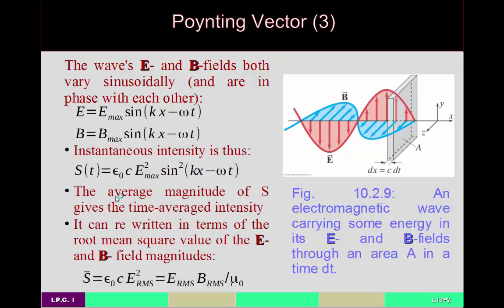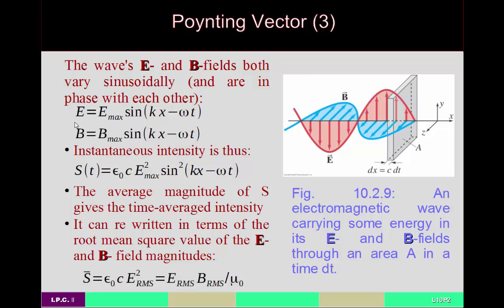And if you want to get the average magnitude, then you are going to get the time averaged intensity, which, if you refer back to your notes on AC circuits, is going to be given by the root mean squared electric field and magnetic field.